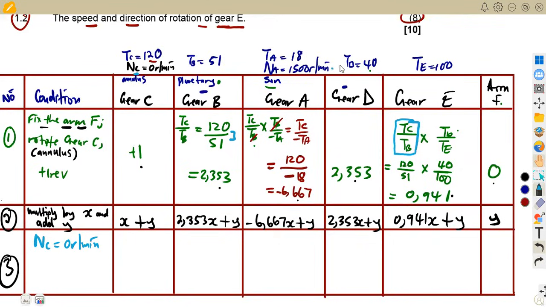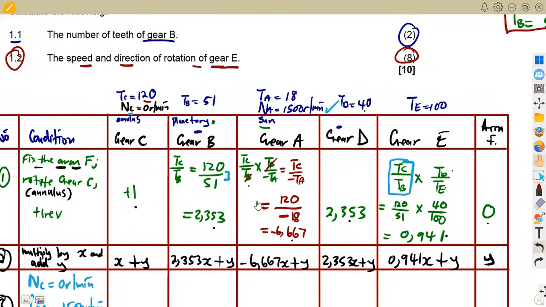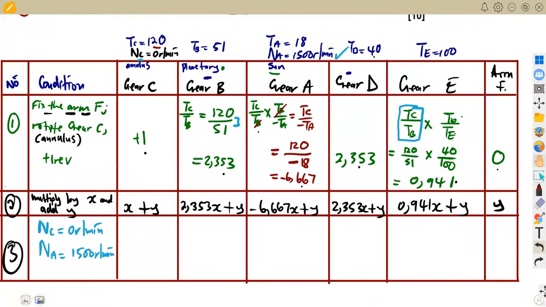Whereas for the speed on A, which is the sun gear, we are given the speed of 1,500. So that is 1,500 revs per minute, and that is the only part that we have. The question is asking us to calculate the speed and direction affecting gear E. So we need the speed of gear E. We do not know the speed of gear E. What made C to be 0? It's the fixed annulus.